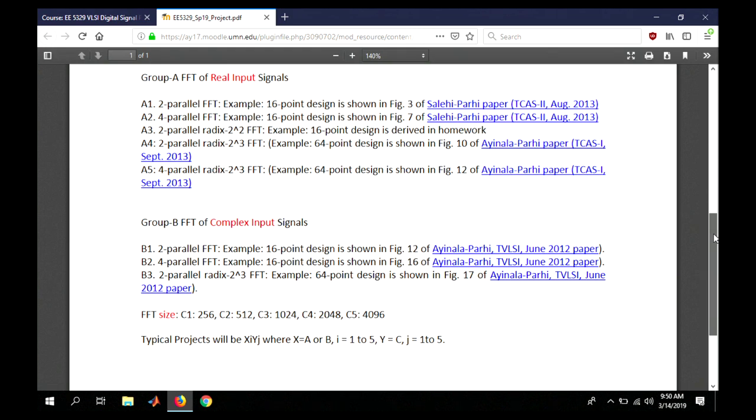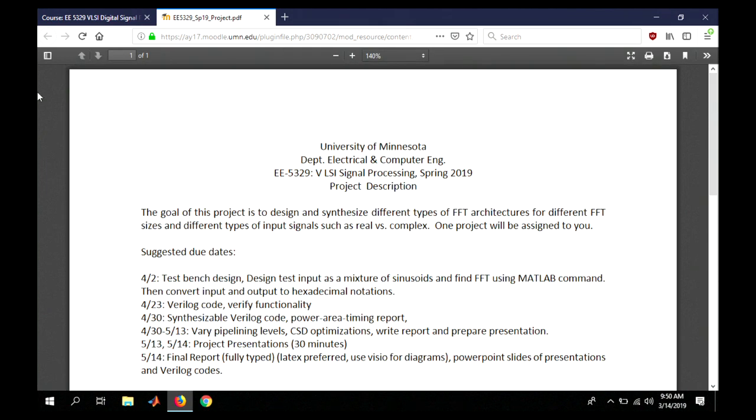Definitely there are at least 40. If I add these A and B, that's 8 times point size 5. So at least we can create 40 projects in the class. That's more than twice the number of students in the class, so everyone should have a unique project. Projects are individual. You are very welcome to discuss with your friends. It is all right to talk to your friends, but your project will not be exactly the same as your friend's project.